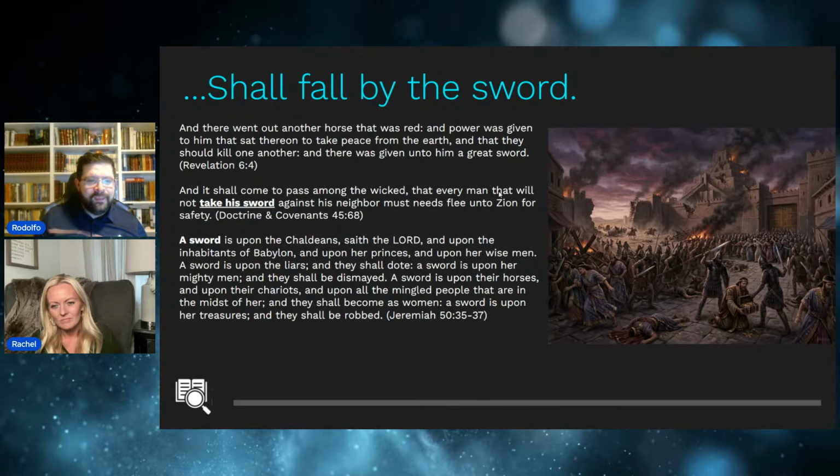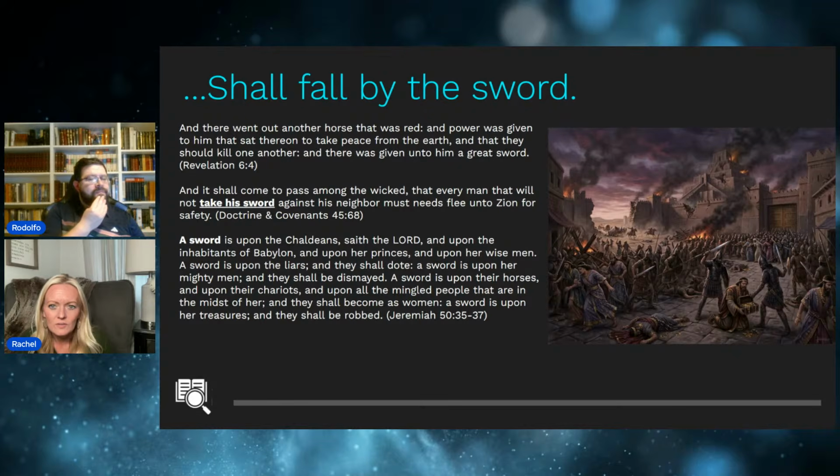And then we see an entity. So you want to read some of these, Rachel? Oh, yeah, I'll read the first one. So, okay, so she'll fall by the sword. This is Revelation 6:4. And there went out another horse that was red, and power was given to him that sat thereon to take peace from the earth, and that they should kill one another.